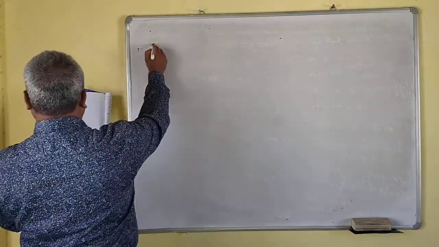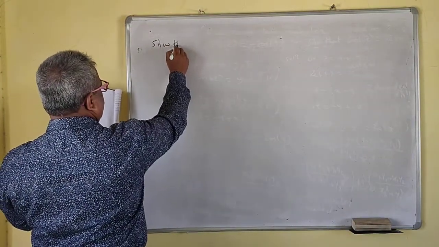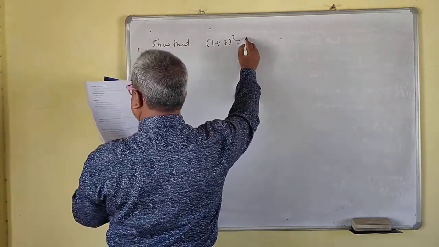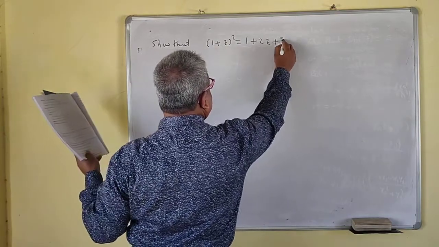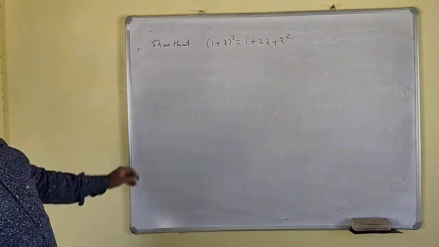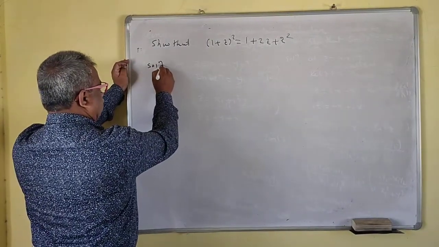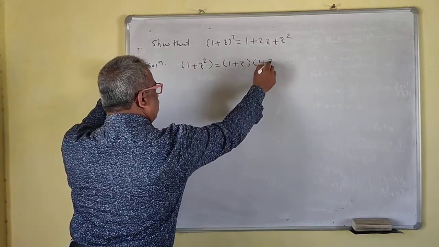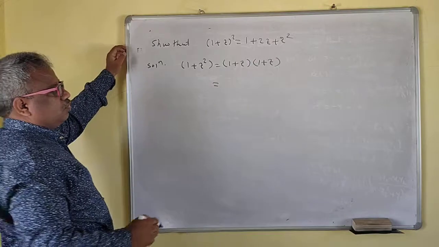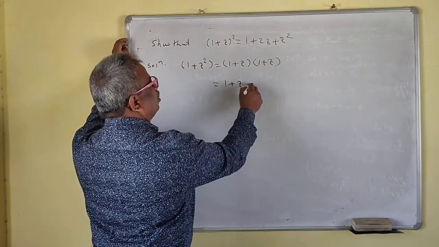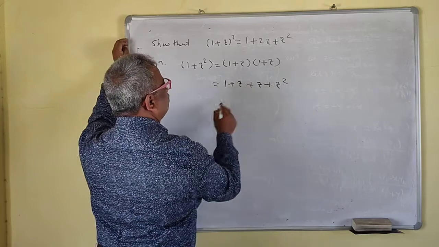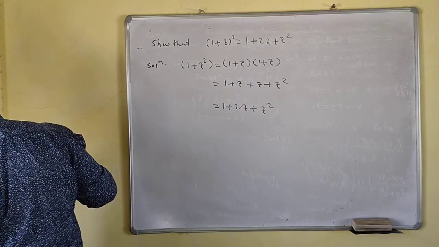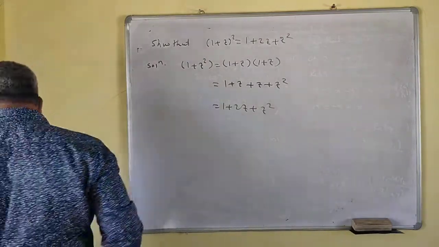Show that (1 plus z) square is the same as 1 plus 2z plus z square for the complex number. Okay, solution. (1 plus z) square is the same as what? 1 plus z into 1 plus z. Okay, so this is what? 1 plus z, 1 plus z square. So this is 1 plus twice z plus z square. Okay, so this is very simple.